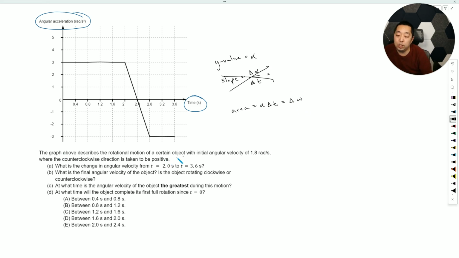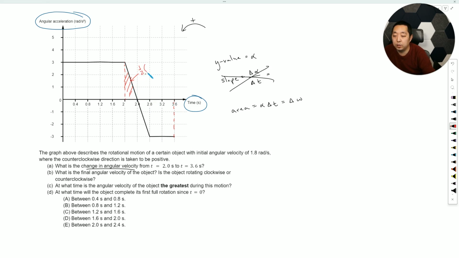So it describes the rotational motion of a certain object with an angular velocity of 1.8 radians per second, with the counterclockwise direction to be taken positive. So something in this direction is the positive direction. What is the change in angular velocity from 2 to 3.6 seconds? I want the change in angular velocity. That's just going to be the area. So I literally just want the area from 2 seconds to 3.6 seconds. This area here.